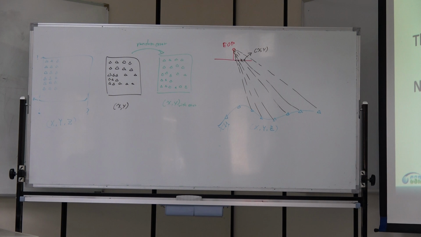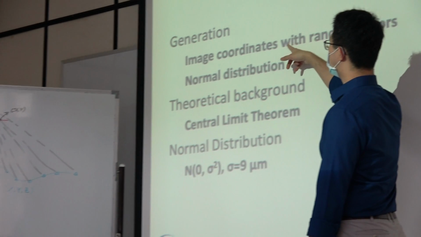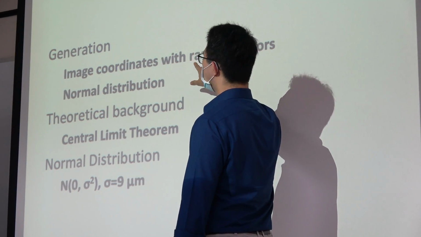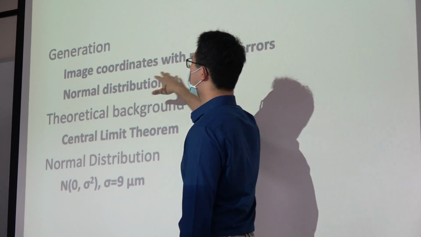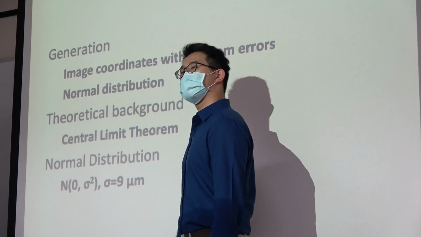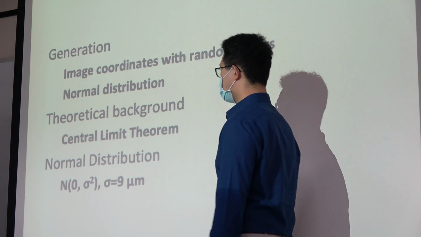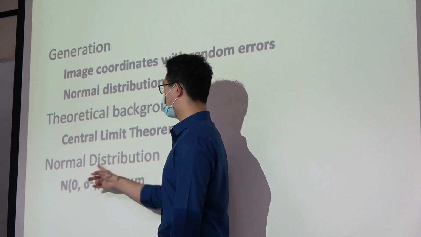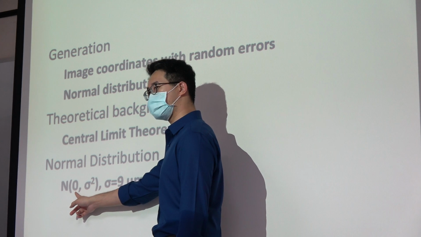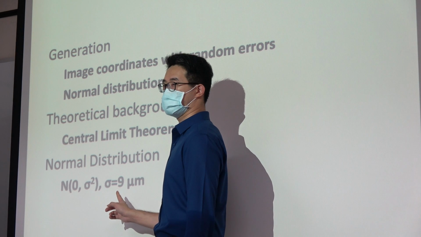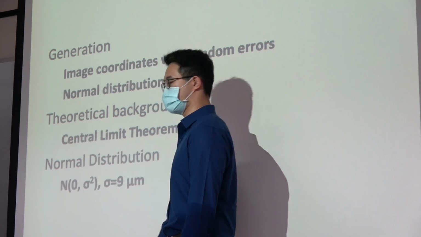Alright. So how to do it? First of all, you have the image coordinates already, and right now we want to add the random error. What we require you to do is to have the random error following a normal distribution. So how are we going to do that? We want the error with this normal distribution, which has the mean value as 0 and the sigma as 9 micrometer. So that's the normal distribution that we want.